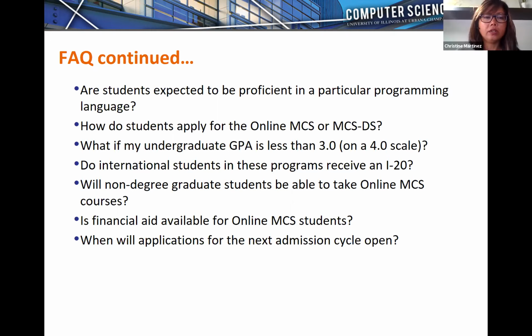Okay. Next question. How do students apply for the online MCS or MCS-DS? You go to choose.illinois.edu. I believe we have links at the end on how to do the application. You'll need to fill out the application. You're applying for a degree program at the University of Illinois, and it's the same procedure as applying for any other degree. You don't have to apply for the MCS-DS.